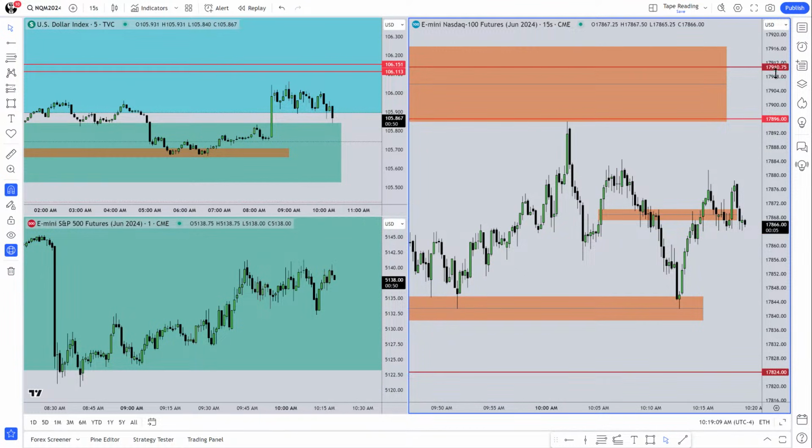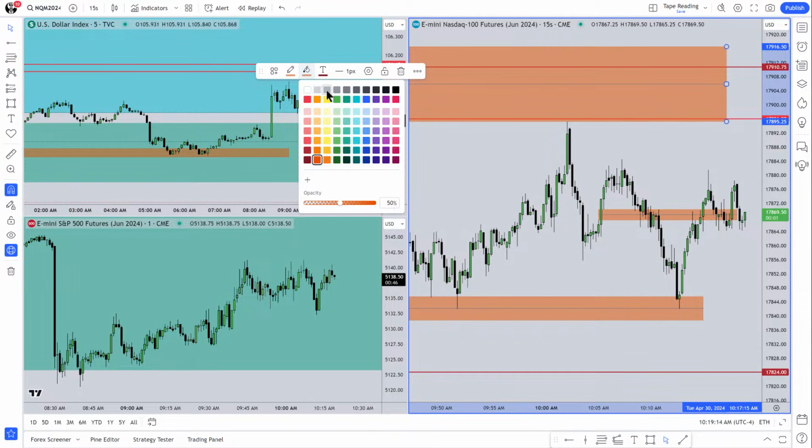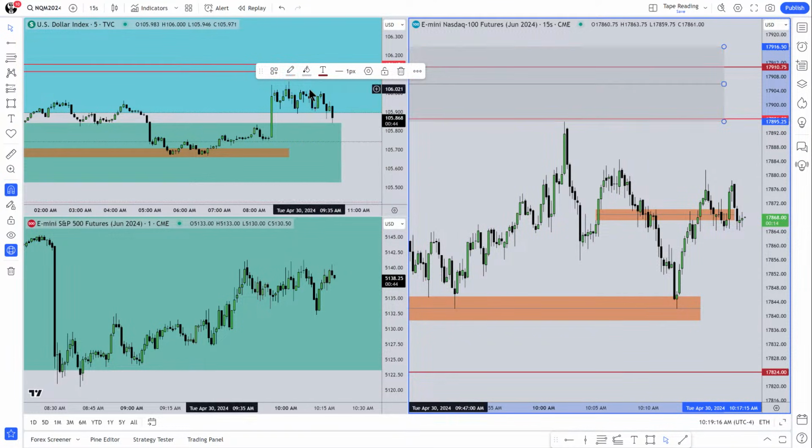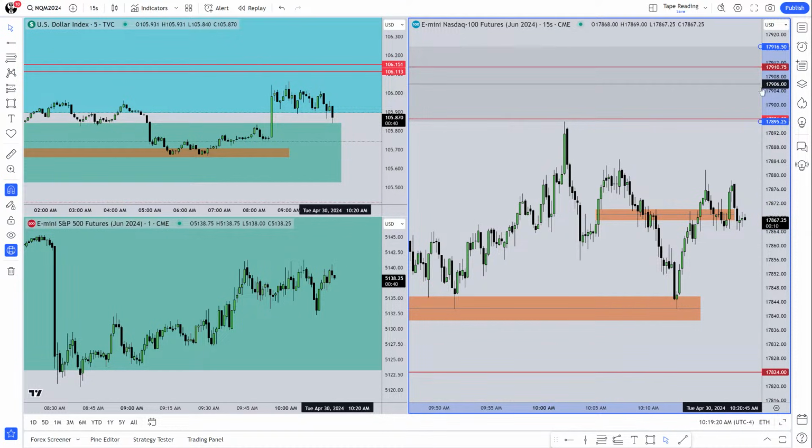This shaded area up here, I'm going to change it to a different color. That is the opening range, remaining portion of the gap that has not been closed.